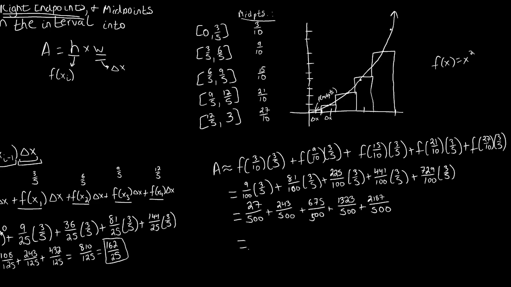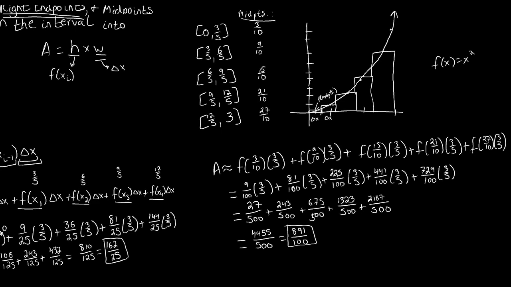Okay, so then adding all these numbers together, we get 4,455 over 500. Okay, and then we can simplify this to give us 891 over 100. And this is our midpoint approximation of the area between the curve f of x equals x squared and our x-axis.